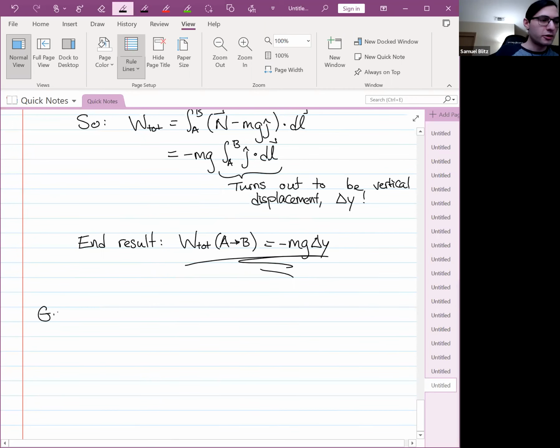Going to give a header. Gravity is conservative. Work doesn't have a direction, by the way. Work is just a number. So asking if there's a work in a direction is not really the right question to ask.